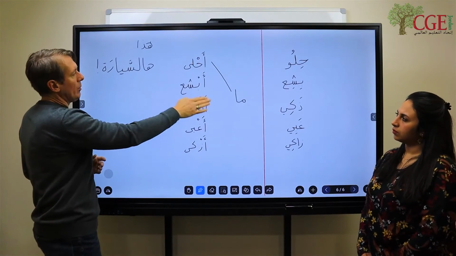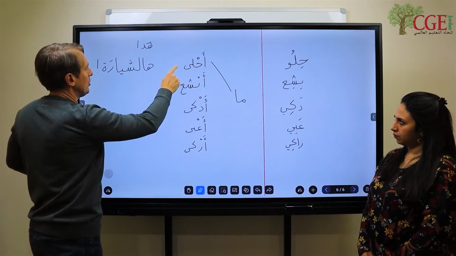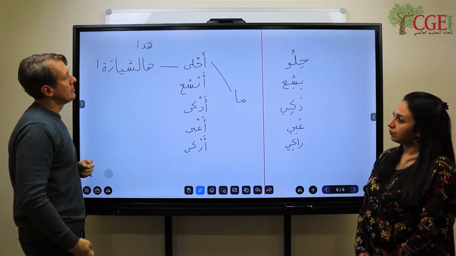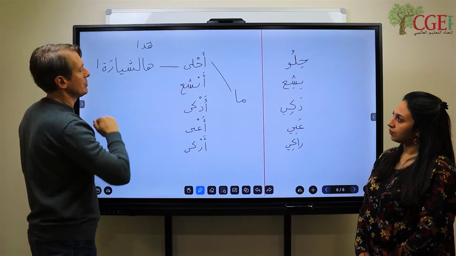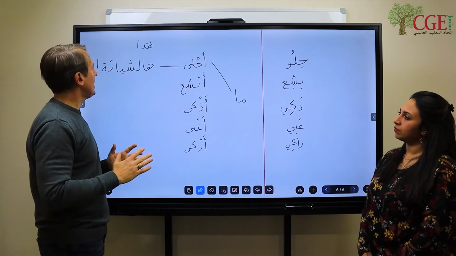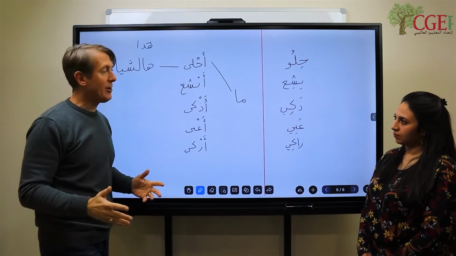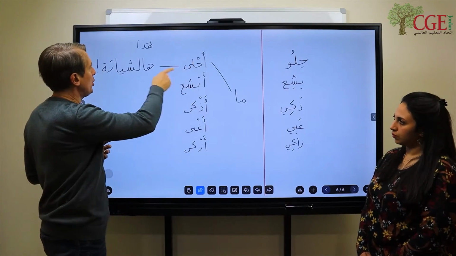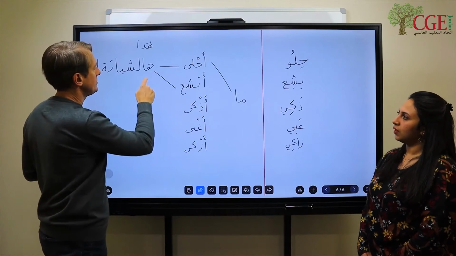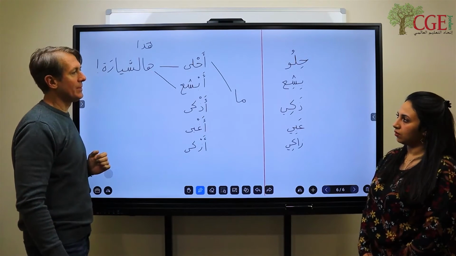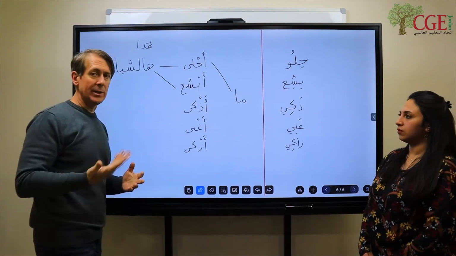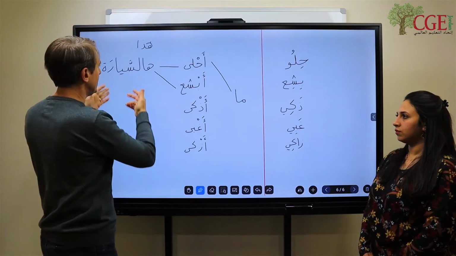Okay? So, let's just put these together, Batool. Ready? Ready. All right. ما أبشع. Well, let's go with this one first, then we'll go to this one. ما أحلى هالسيارة. All right. ما أحلى سيارة. So this means how beautiful is this car. Let's do it with this one. ما أبشع هالسيارة. So this بشع means ugly. So how ugly is this car?